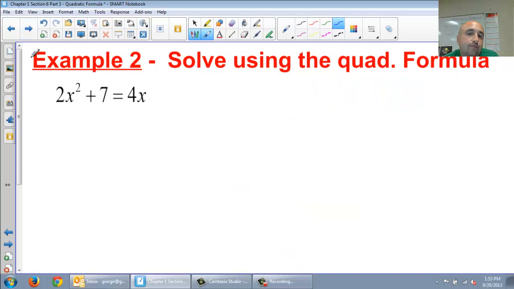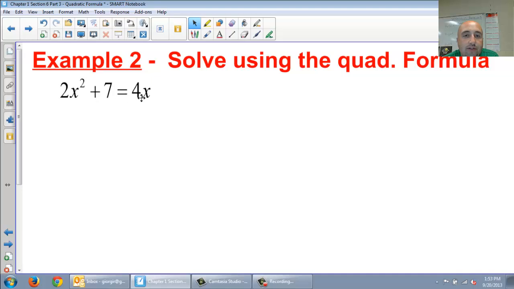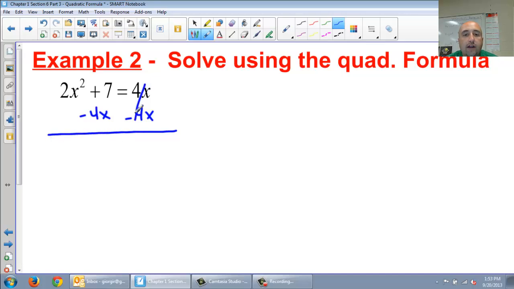Let's look at example 2. Same thing, except now you should notice that I have to do something to my equation first in order to be able to solve the problem. I cannot leave it equals 4x. It has to equal 0, so I'm going to subtract 4x from both sides. 4x equals 4x, so now it's equal to 0. Bring down the 2x squared, bring down the negative 4x, bring down the plus 7. Okay, so now my A value is 2. My B value is negative 4, and my C value is 7.